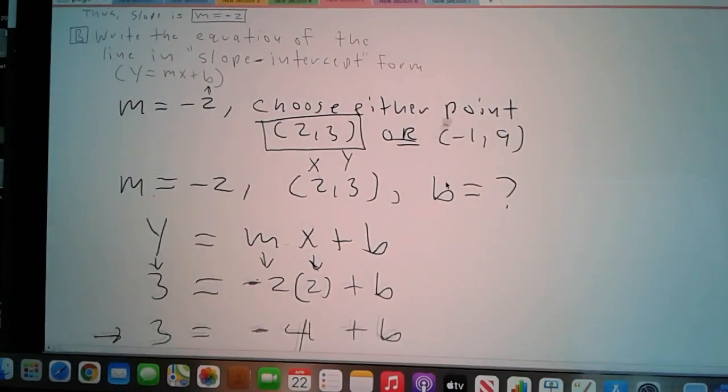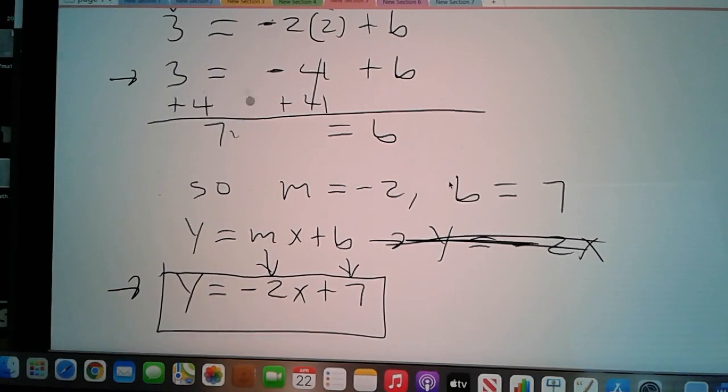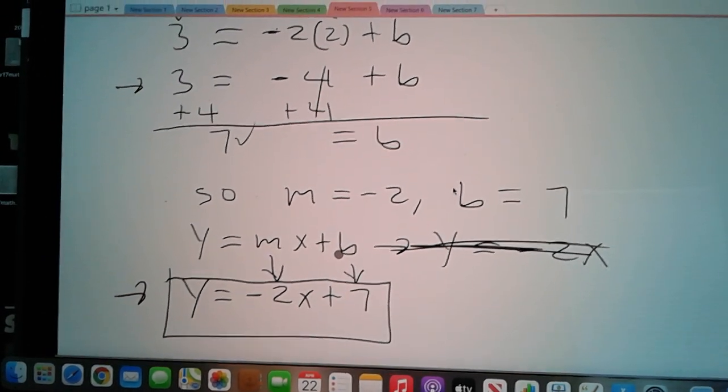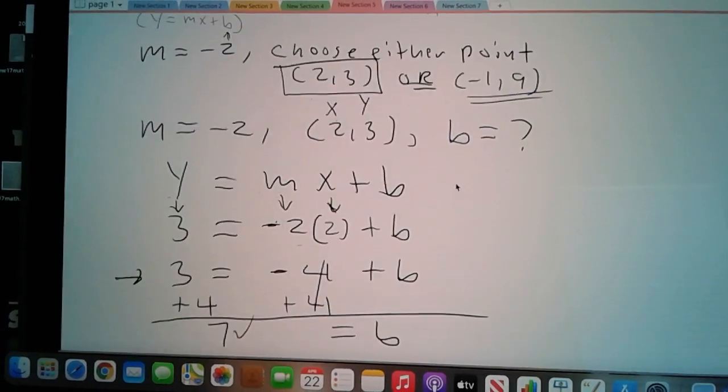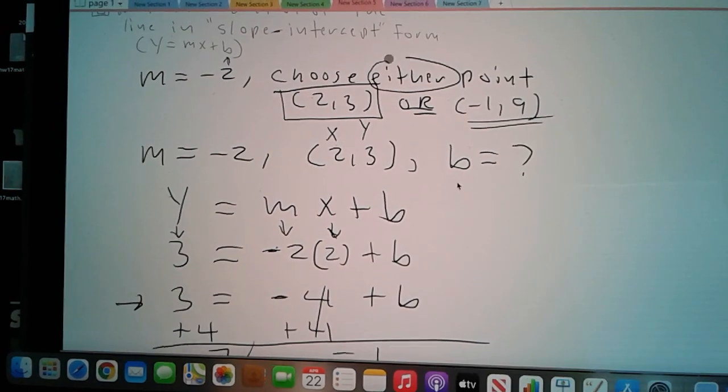Now I could have also used this point over here. If I had used negative 1, 9, I still would have gotten the same value. I still would have gotten 7 for the y-intercept. But I chose to use this point. So either point is going to work. That's the key, either point.